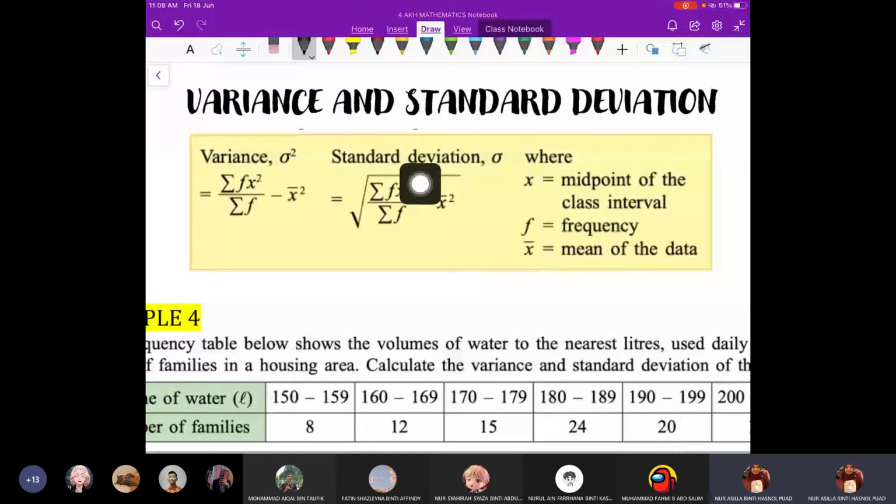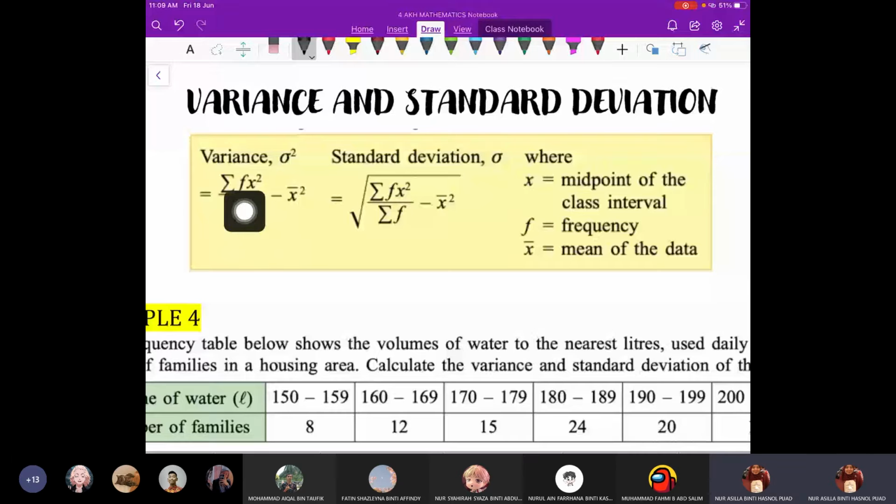Okay. So variance, the sum of frequency darabkan dengan midpoint square. Midpoint square. And then you bahagikan dengan total frequency. So total frequency ni secara tidak langsung dia refer kepada N, kita punya cumulative frequency. Alright, and then kita minuskan dengan mean square.